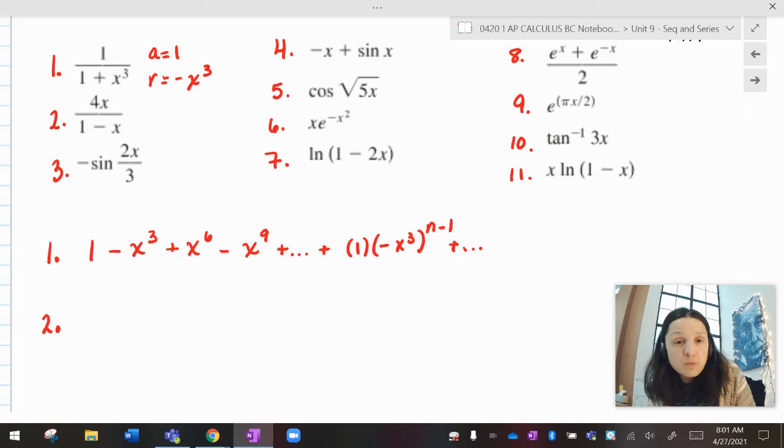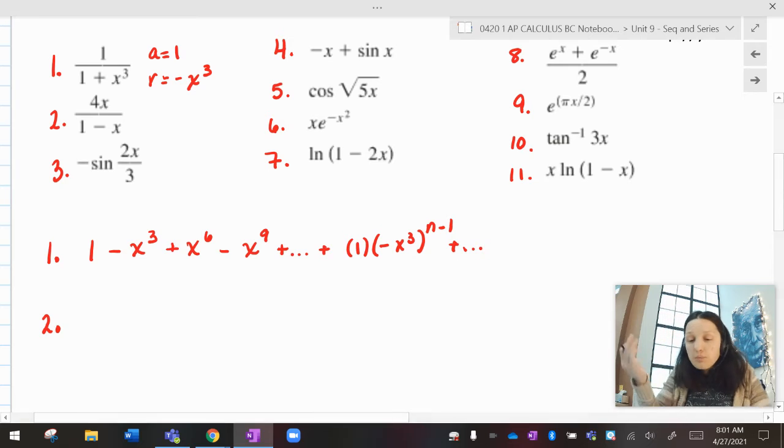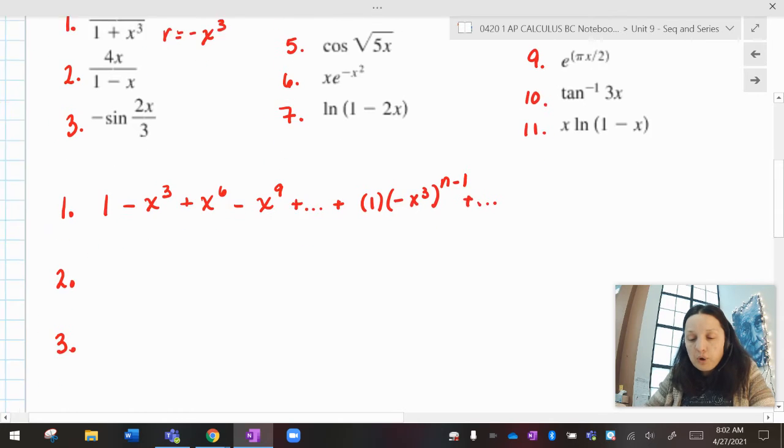Are there other ways to write that general term? You bet your boots there are, but I'm not going to write them down because we don't need many. Just use that one. So number 2, you can do the same thing. Number 3, negative sine 2x over 3.